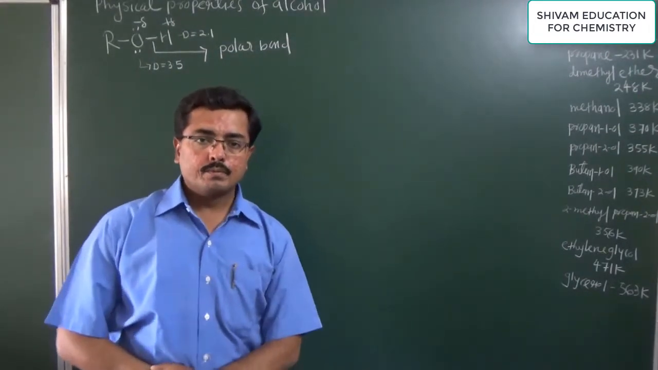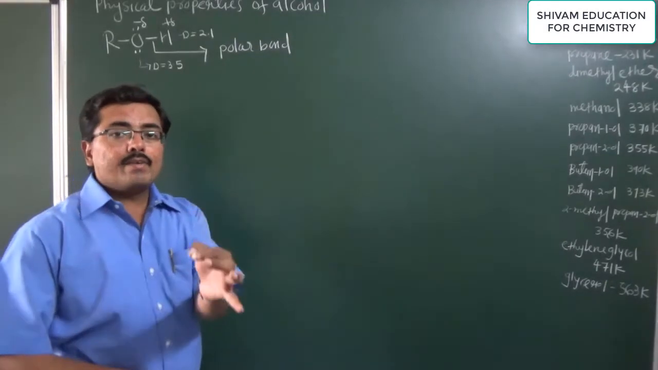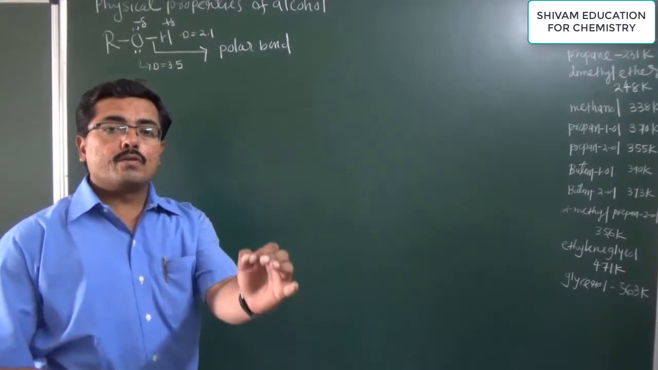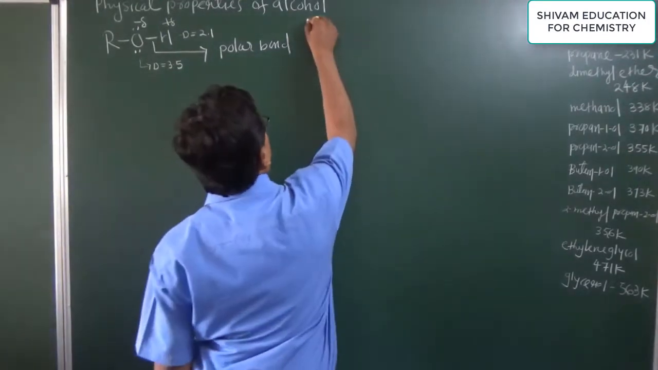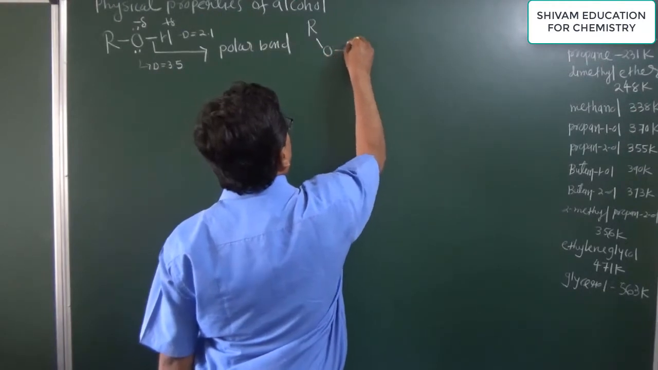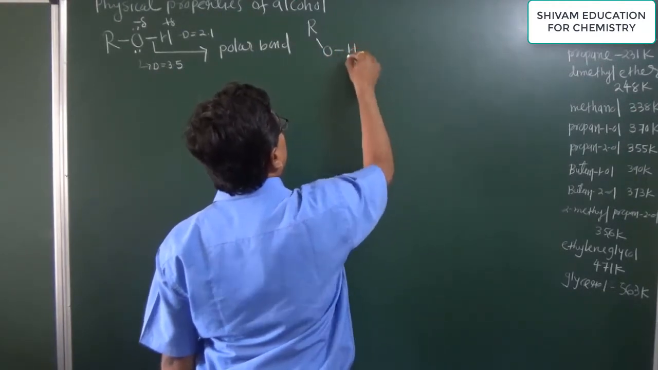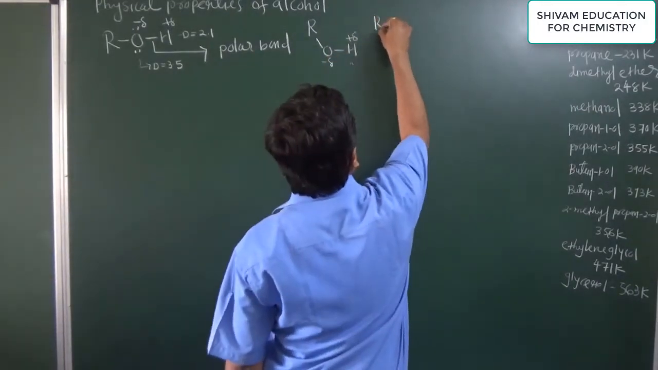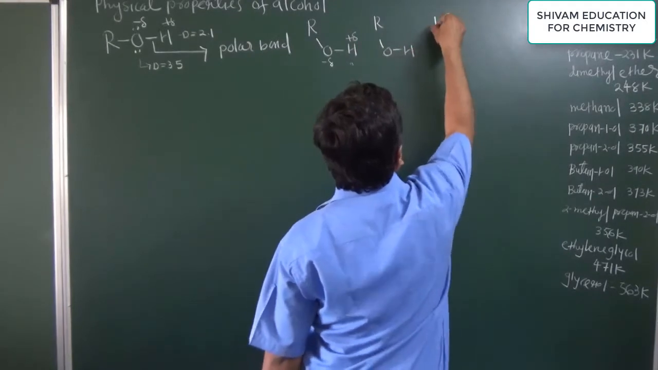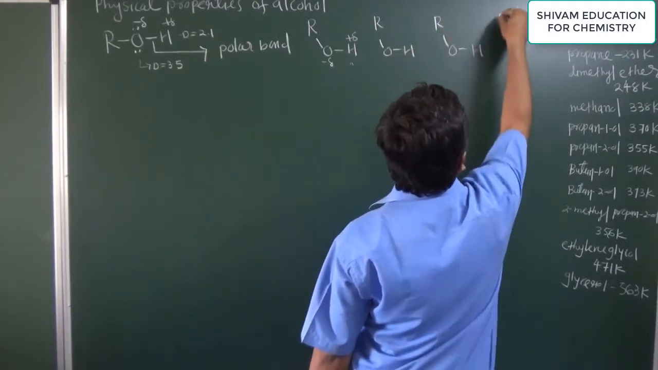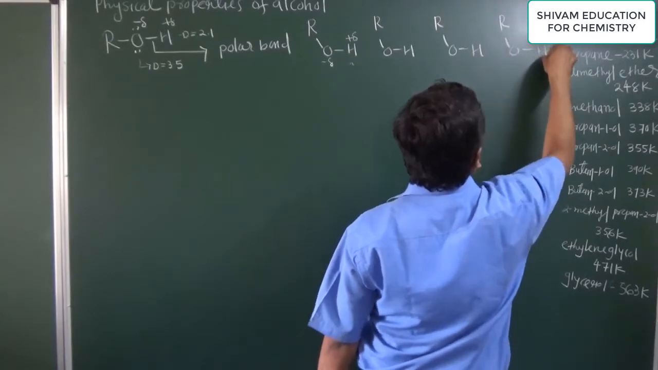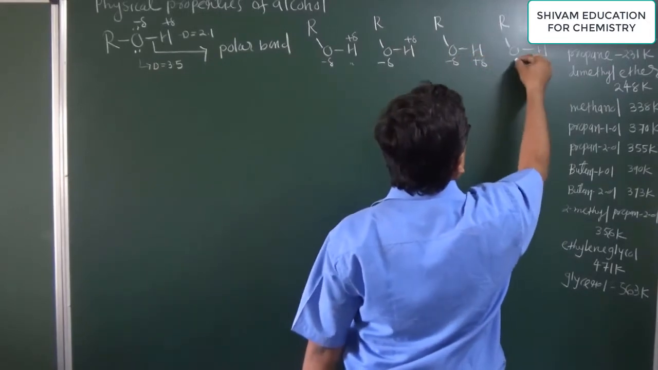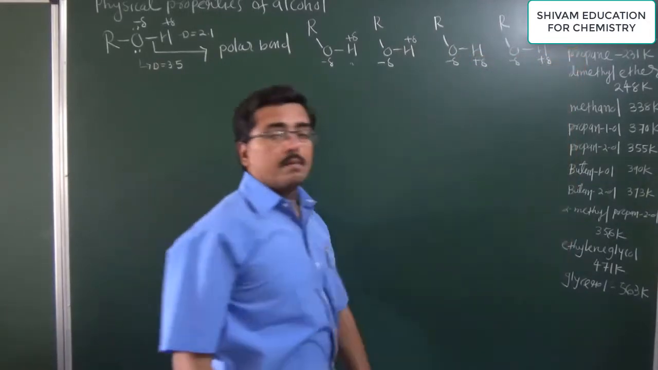Because of this polar bond, it is observed that in the liquid state of alcohol, intermolecular hydrogen bond formation takes place. Now alcohol, we can write in this way: this hydrogen having a partial positive charge and oxygen having a partial negative charge. Similarly, we can write here also. So here oxygen has a partial negative charge and hydrogen has a partial positive charge.